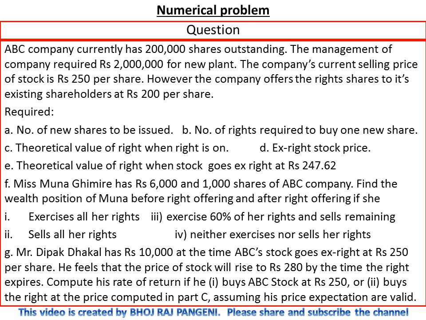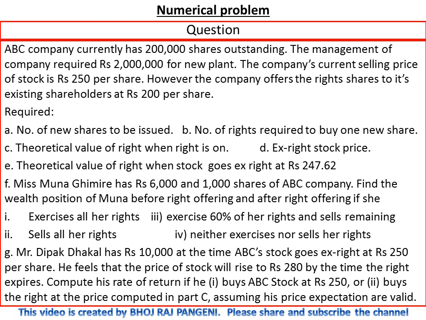G. Mr. Deepak Dhakal has rupees 10,000 at the time ABC's stock goes ex-right at rupees 250 per share. He feels that the price of stock will rise to rupees 280 by the time the right expires. Compute his rate of return if he buys ABC stock at rupees 250 or buys the right at the price computed in part C, assuming his price expectations are valid.